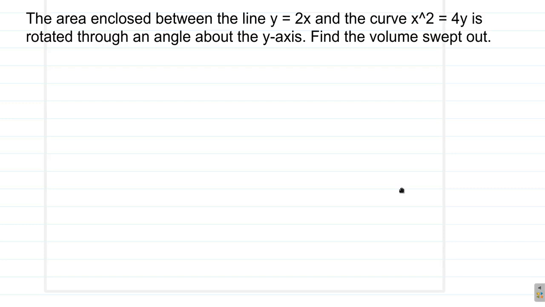The area enclosed between the line y equals 2x and the curve x squared is equal to 4y is rotated through an angle about the y-axis. Find the volume swept out. Alright, I'm going to ask you to make a genuine attempt at this.